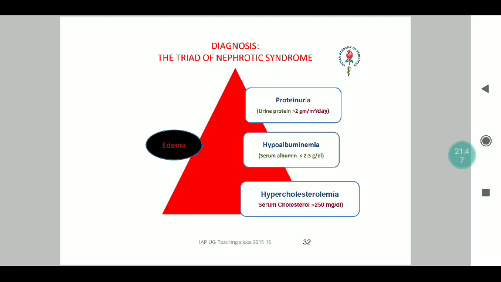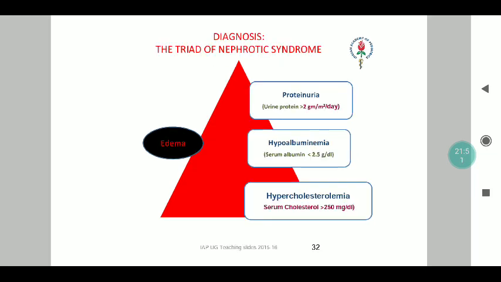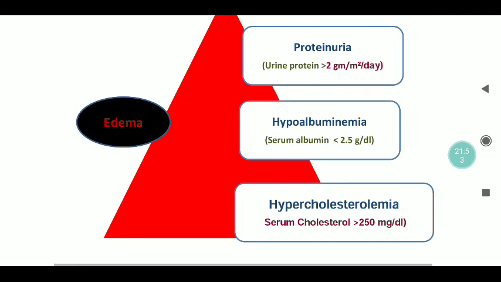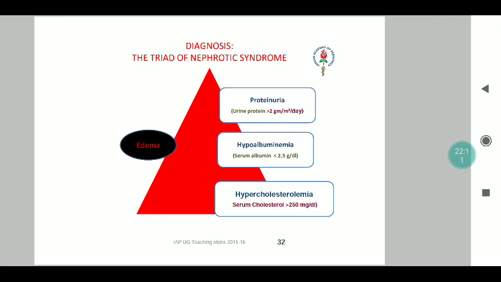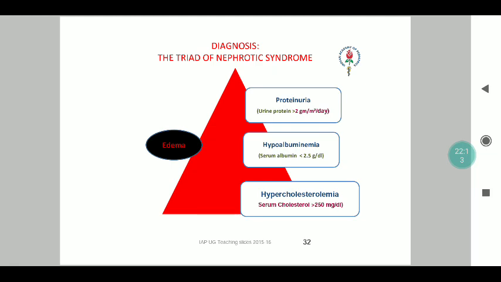The triad of nephrotic syndrome pops up once again. I am reiterating this because this is very, very important. Proteinuria more than 2 gram per meter square per day, hypoalbuminemia of less than 2.5 gram per deciliter, and serum cholesterol more than 250 milligram per deciliter. In the old one; the new one is 200. Please remember it as 200.